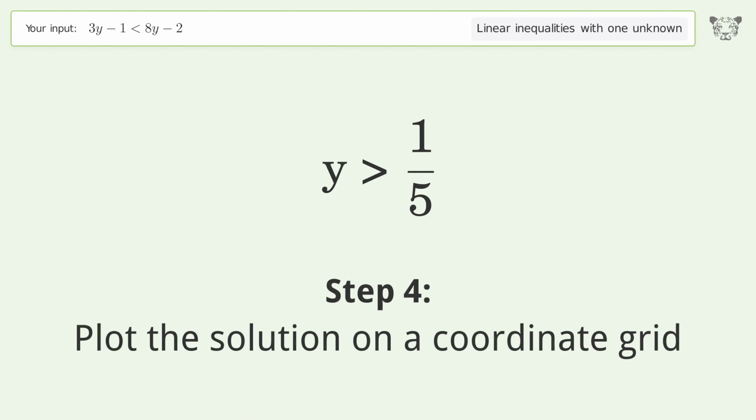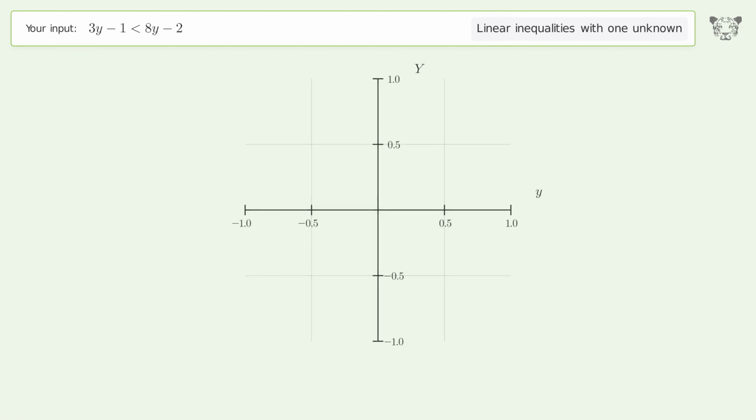Plot the solution on a coordinate grid. And so the final result is y greater than 1 over 5.